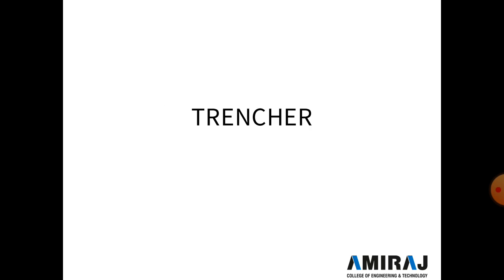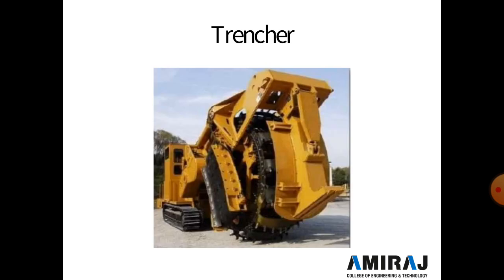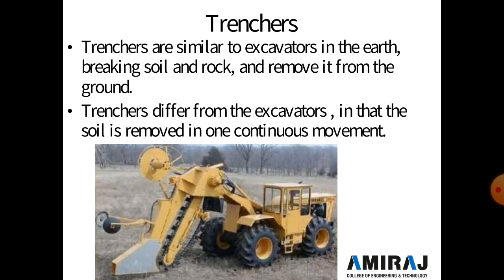Now the next type of equipment used in the construction industry is a trencher. See this photograph, from which you can see exactly what a trencher looks like. A trencher is used to cut the soil and for excavation purposes. Trenchers are similar to an excavator in that they break the soil and rock in the earth and remove it from the ground. Trenchers differ from an excavator in that the soil is removed in one continuous movement, and it is easily cut by the cutter.